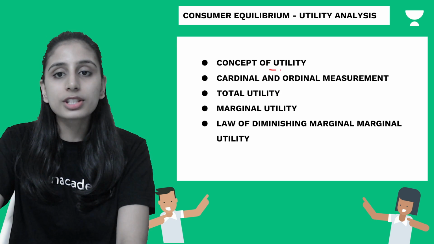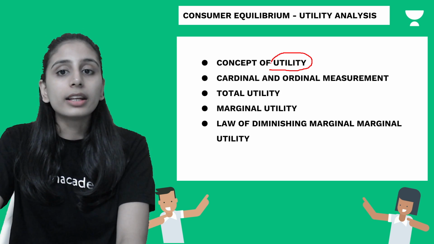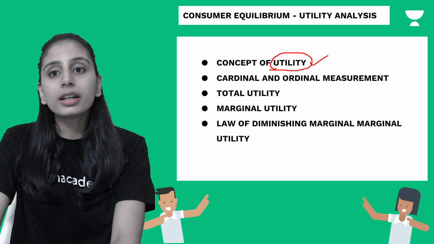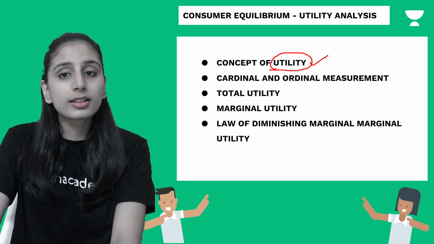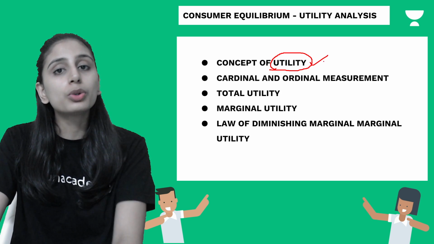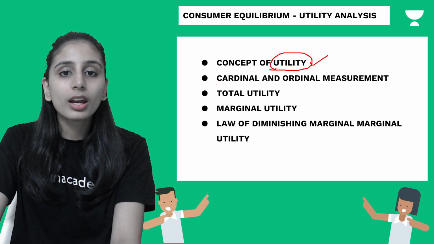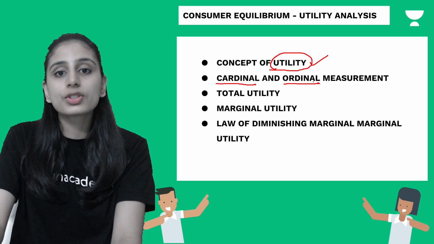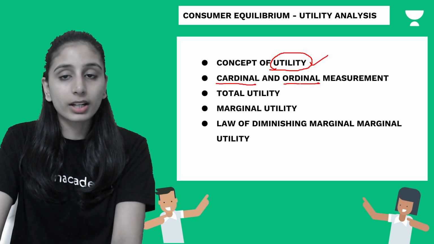We'll see the concept of utility. There are high chances that you may not have heard this word, but in today's class we'll be hearing this word a lot. We'll talk about utility only. Next is how to measure utility. We'll see two approaches, the first one is cardinal and the second one is ordinal.